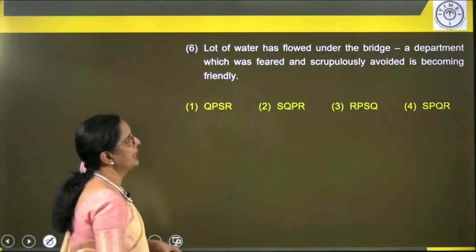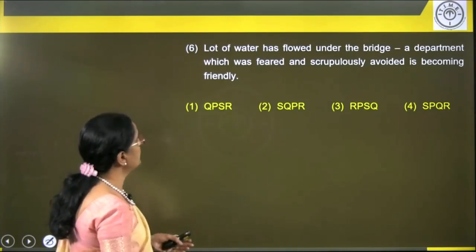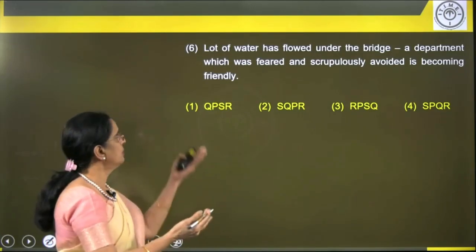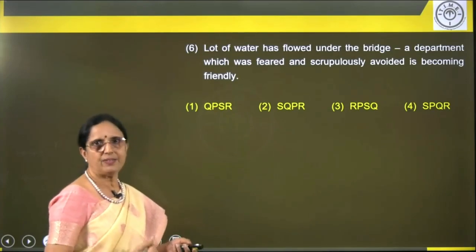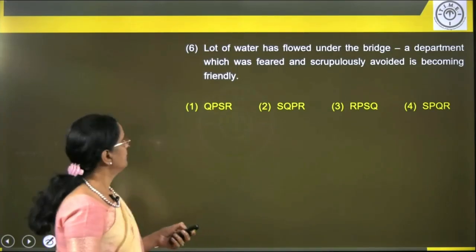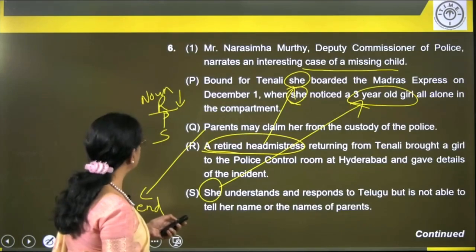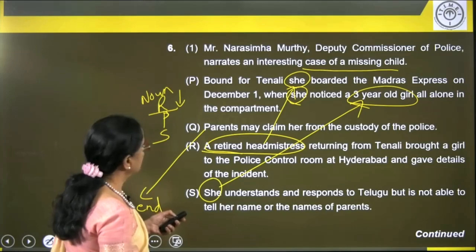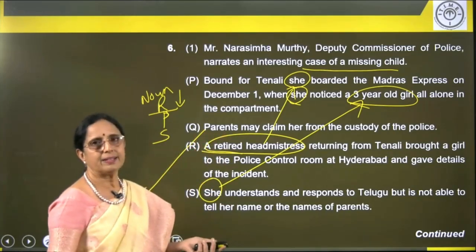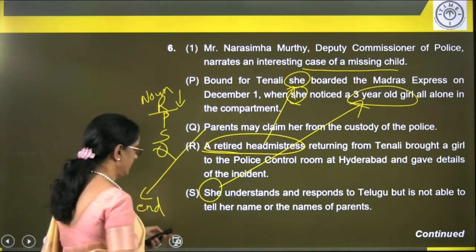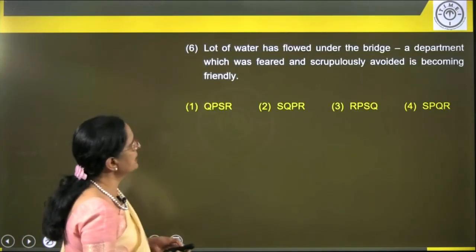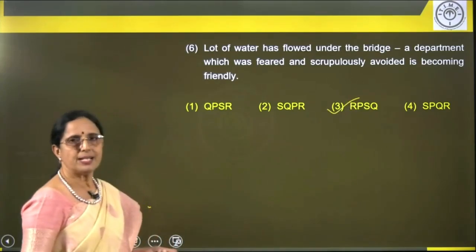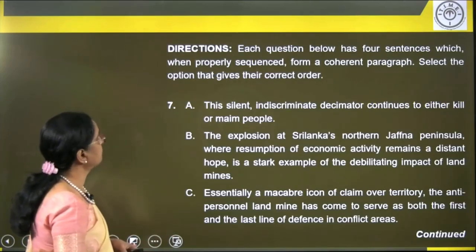Lot of water has flowed under the bridge. A department which was feared and scrupulously avoided is becoming friendly. So you're talking about the police department being friendly, right? Helping people. Alright, answer RPS. Okay. So where do we put Q? End. RPSQ. That's it. So do you have the RPSQ combination anywhere? Yes. So our answer is 3. See, simple and straight. Next one.